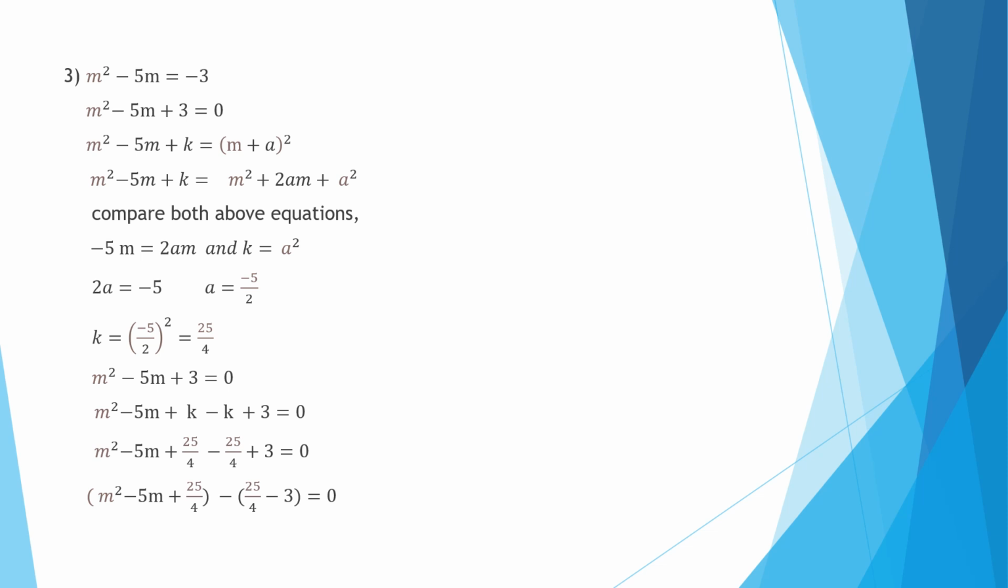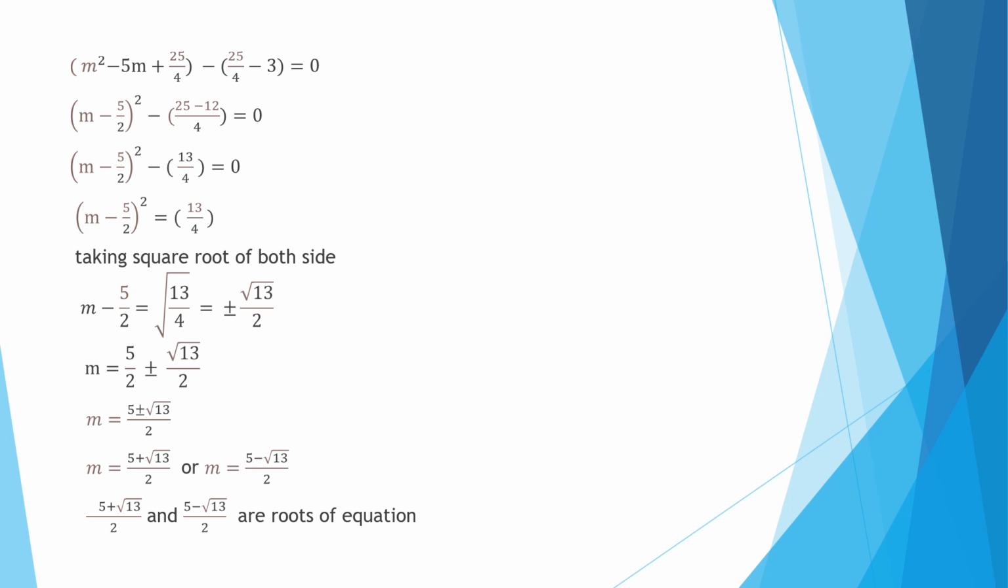Then we write m² minus 5m plus 25 by 4 in the first bracket, and in the second bracket we take the minus sign outside and write 25 by 4 minus 3 is equal to 0. So this plus 3 becomes minus. Then we write m² minus 5m plus 25 by 4 in the first bracket and in the second bracket 25 by 4 minus 3, is equal to 0.